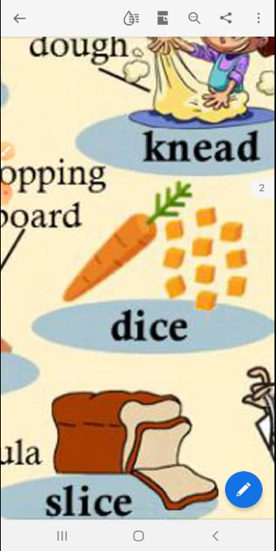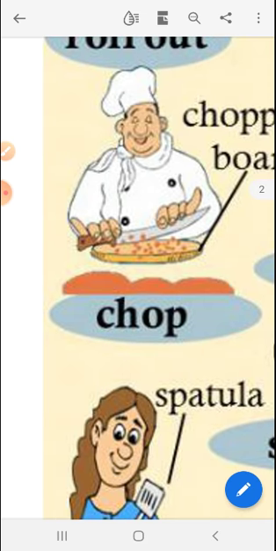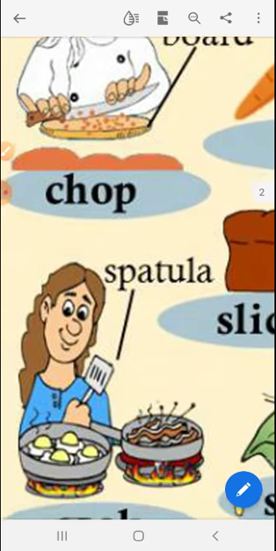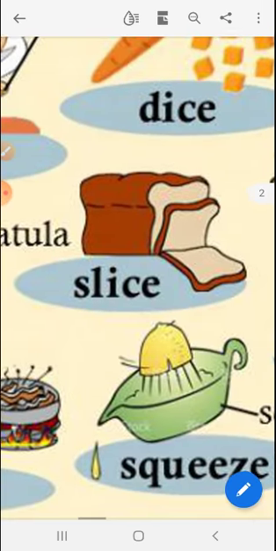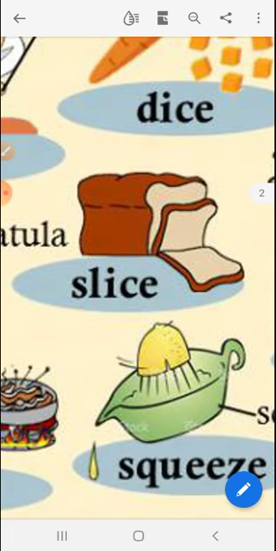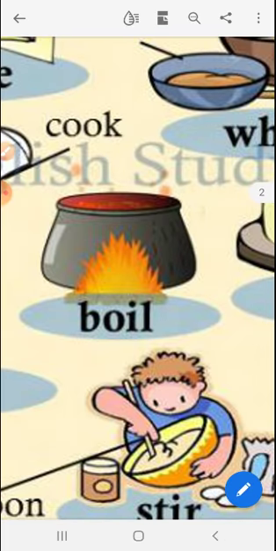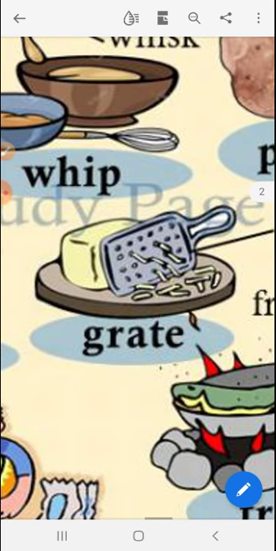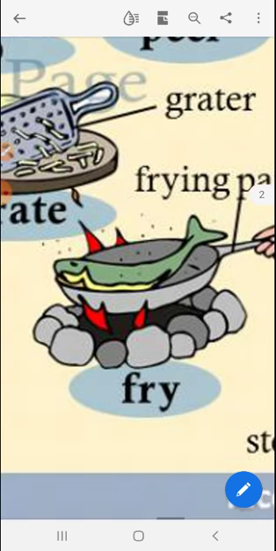dice, es cortar en dados o en cuadros, chop, cook, slice, rebanar, yes? Taste, probar. Boil, hervir. Grate, gratinar o hacerlo así como se ve en la picture. Fry, freír.